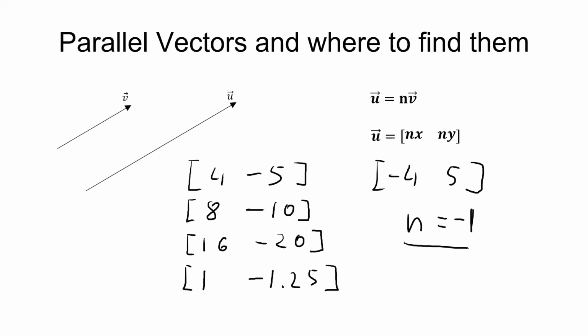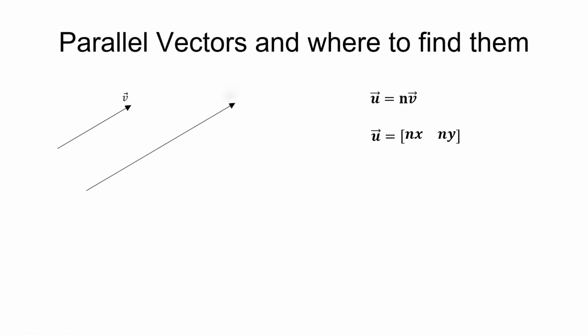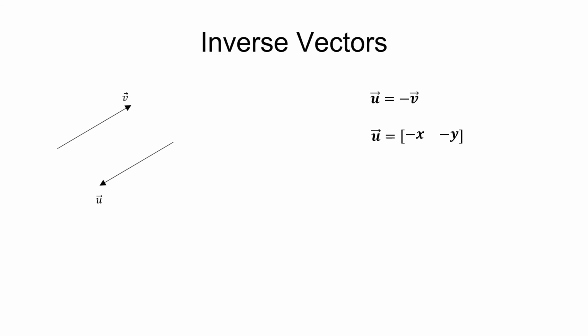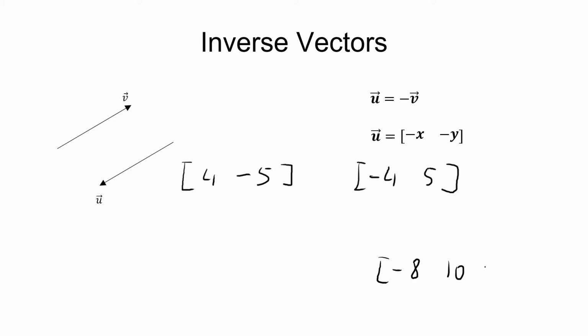So what happens if the n number is a negative number? Of course, what we have is the inverse vector, -x, -y. Apart from the obvious example of -4, 5, another inverse direction parallel vector for the value of n equal to -2 is this one, -8, 10.